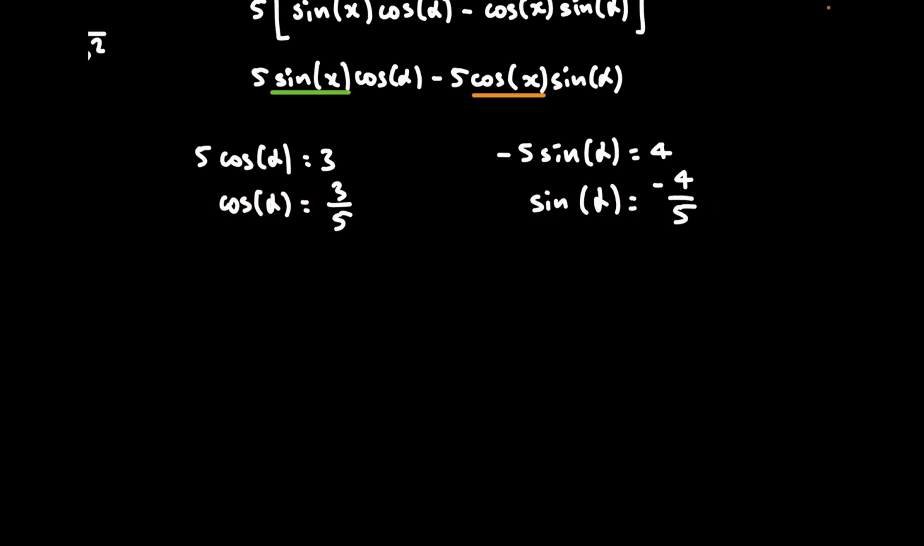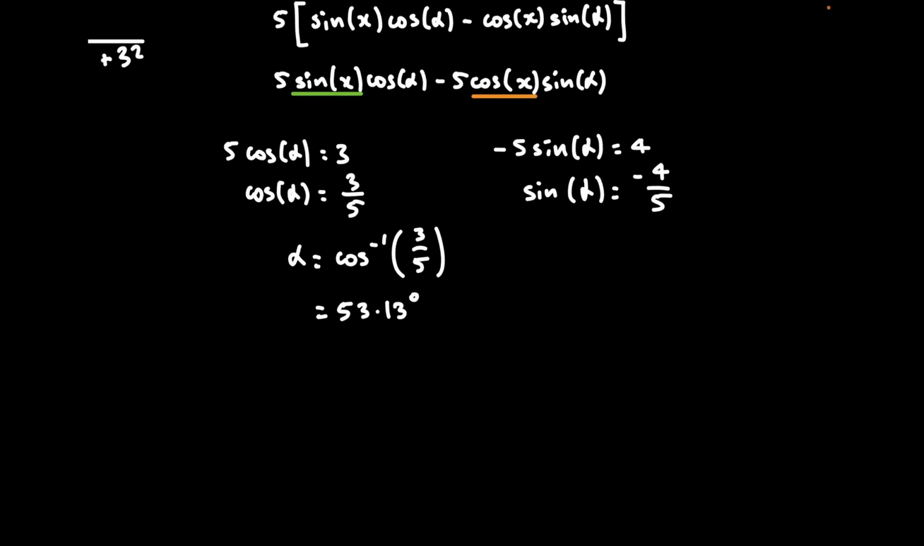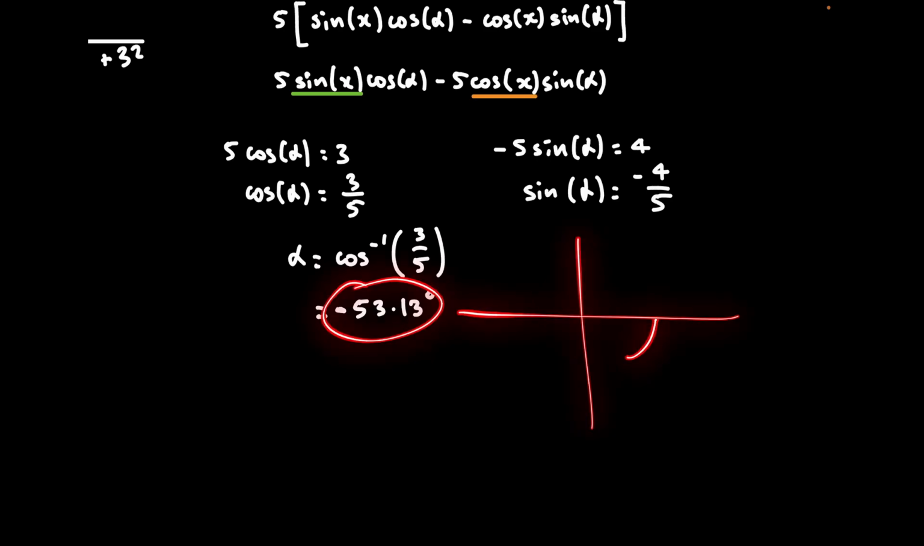So we can simply work out alpha by doing the cosine inverse of 3 over 5. And what we get here is 53.13 degrees. So this is the value of alpha which makes this statement here true. But more specifically, we know that it has to be in quadrant 4. So if it has to be in quadrant 4, we know the angle is actually minus 53.13. It has to be minus because we're in the fourth quadrant this way.